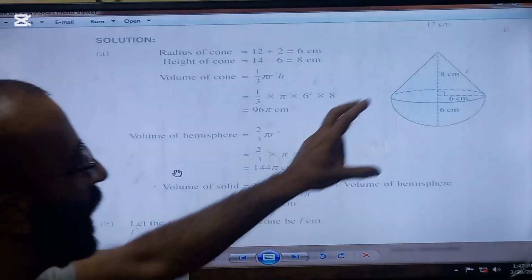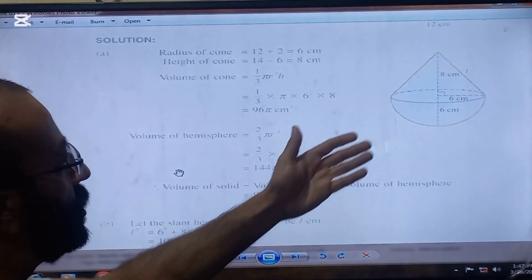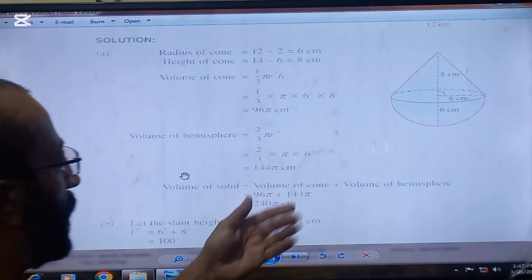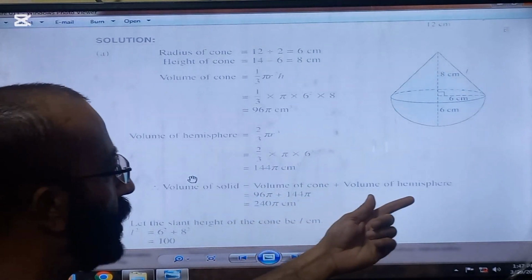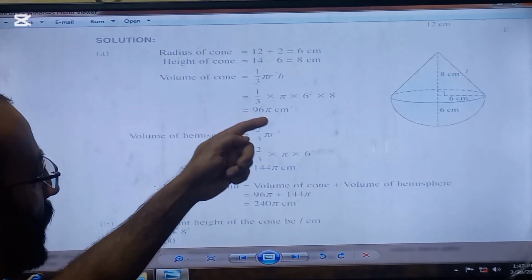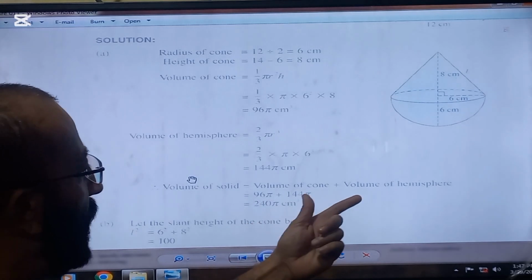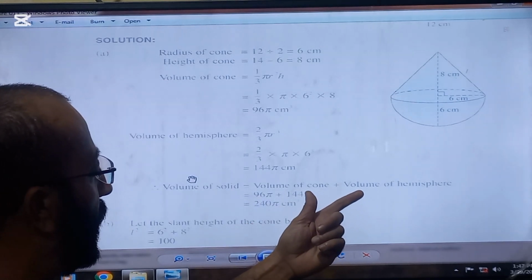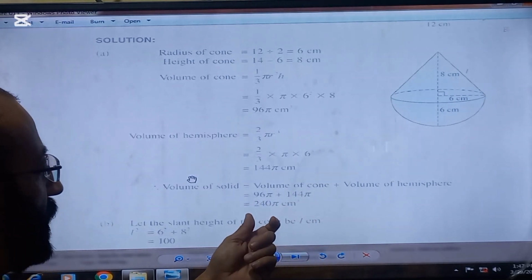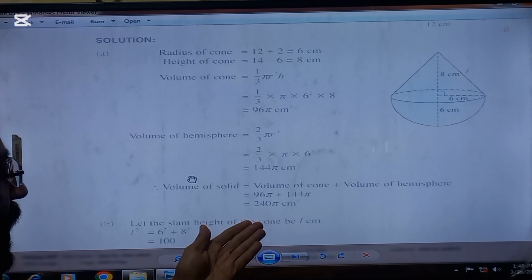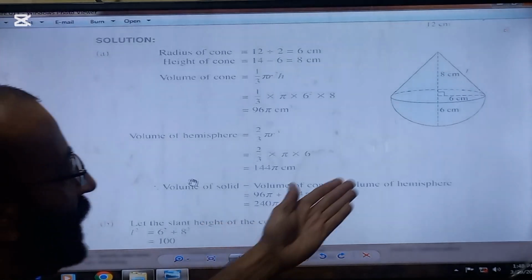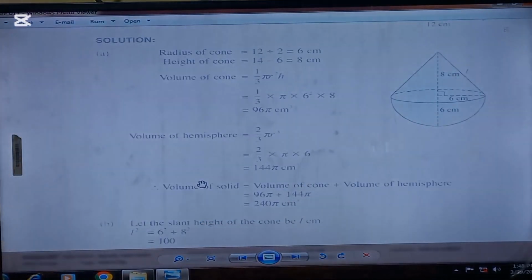At this step, add the volumes of the two figures to get the volume of the full figure. So volume of the cone plus volume of the hemisphere: put 96 pi and 144 pi in at this step and solve it on the calculator. You will get the answer 240 pi. That is the volume of the full figure.